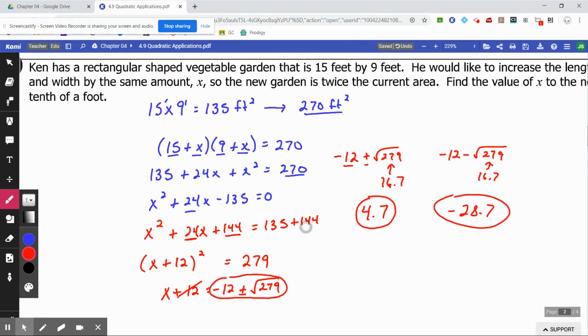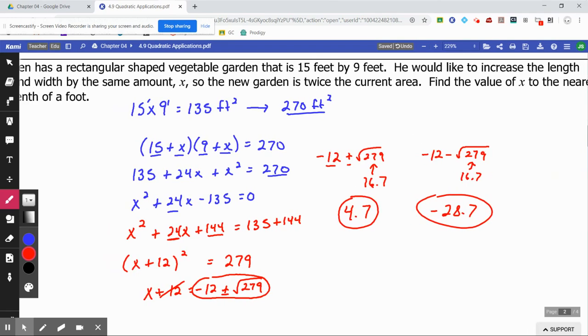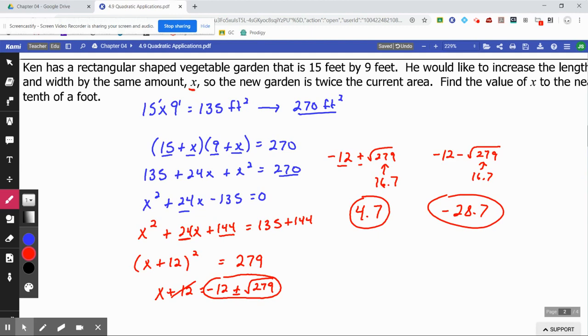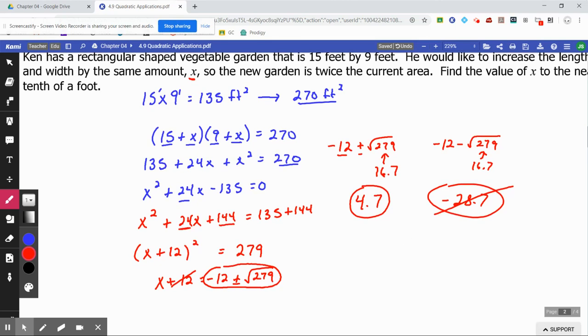So therefore, we can take our flower garden, and it says find the value of x to where we're going to increase it. We're increasing it by that amount. Well, it's going to be hard to increase it by an amount of negative 28.7. So again, we throw that answer out. So we're going to increase by an amount of 4.7.